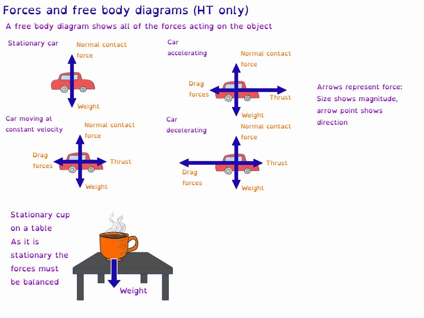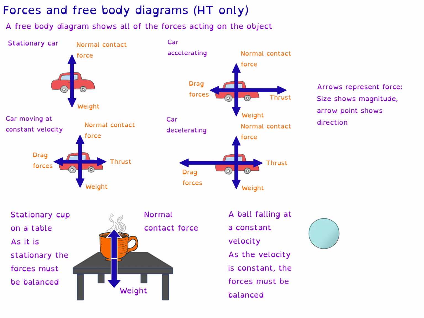You have the weight acting downwards and the normal contact force acting upwards. A ball falling at a constant velocity. As the velocity is constant, the forces must be balanced. We have the weight acting downwards due to gravity, and this time the upwards force is air resistance as the ball falls through the air.